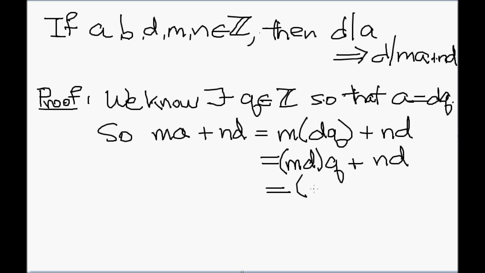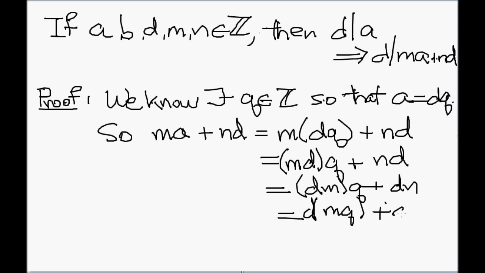By the commutative property used twice, I get d times m times q plus d times n. By associative again, we have d times m times q plus d times n. And then by the distributive property, I can factor the d out. There's m times q plus n.